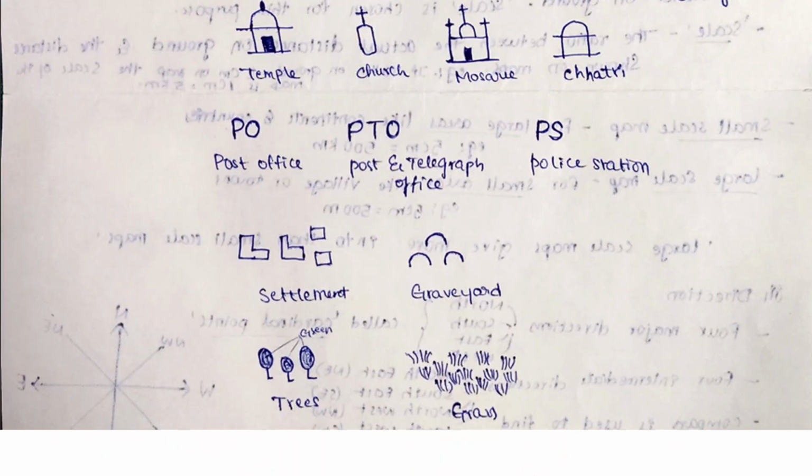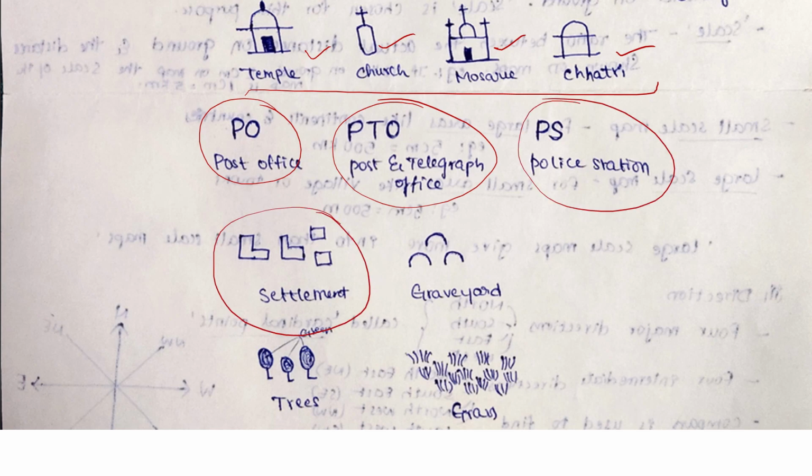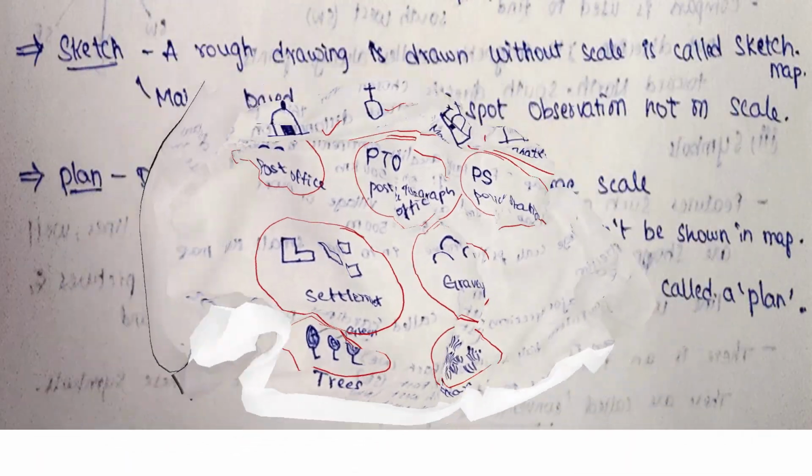And the next are for some religious buildings such as temples, church, mosque, chhatri. And PO represents post office, PTO represents post and telegraph office, and PS represents police station. And this symbol represents human settlement, and this symbol represents graveyard. And trees are represented with the symbol like this, and grass is represented like this.